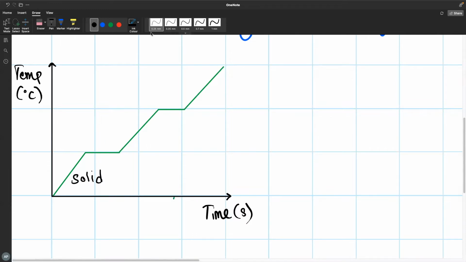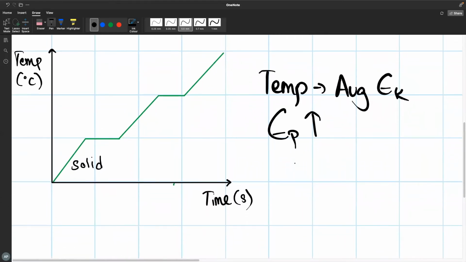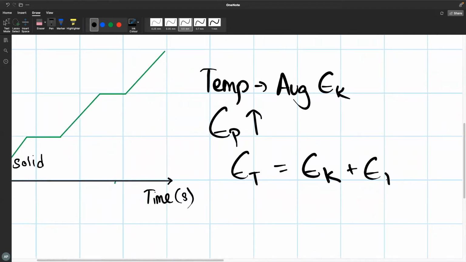If we look at the definition of temperature, temperature is essentially the average kinetic energy of the atoms. Let me just write that again. So temperature is just the average kinetic energy of atoms, you could say. However, when changing state, the potential energy of a system increases. So while energy is being supplied and the total energy in the system is increasing, we know that total energy is just potential energy plus kinetic energy in this case.